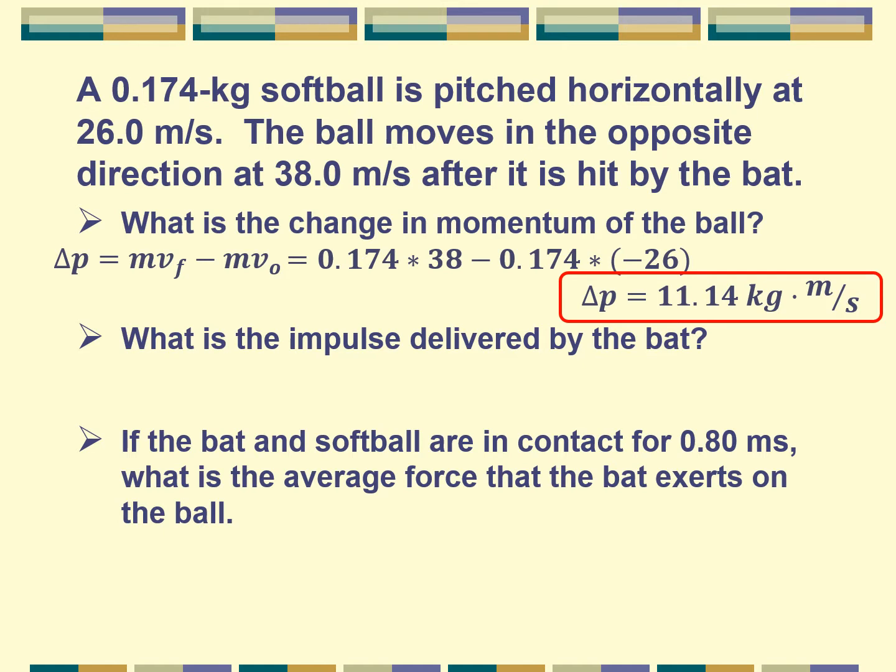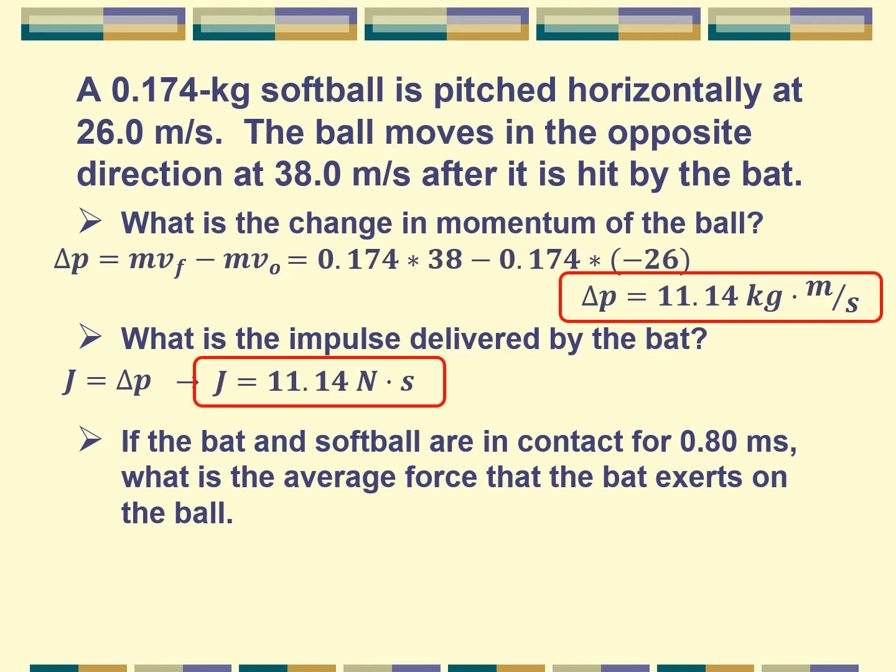Now the next question says, what is the impulse delivered by the bat? If you remember, impulse is equal to change in momentum. So if we have a change in momentum of 11.14 kilograms meters per second, that means we have an impulse of 11.14. And since we're talking about impulse, we use Newton seconds, which is actually the same units as kilogram meters per second. They turn out to be the same.